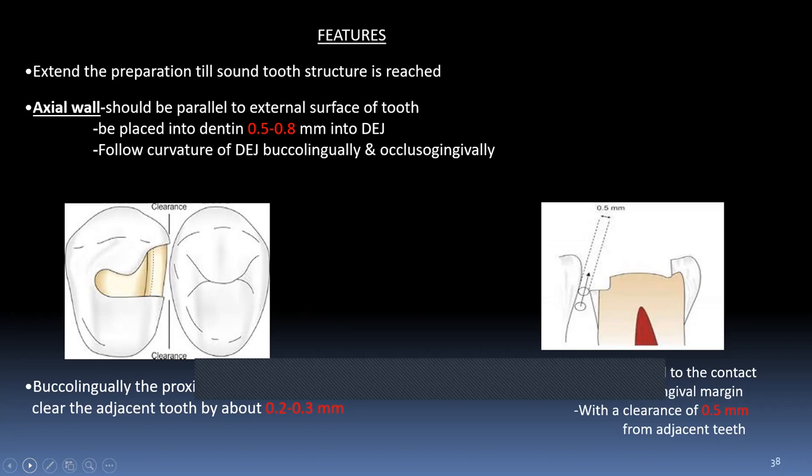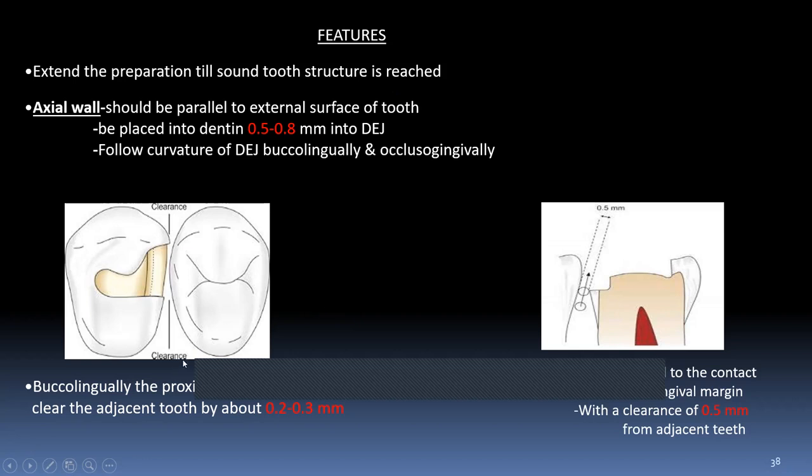So in the case of a class 2 cavity, we have to extend the preparation till the sound tooth structure is reached. And in the case of the axial wall, that should be parallel to the external surface of the tooth, and that should be placed 0.5 to 0.8 mm into the dentine enamel junction. And we have to follow the curvature of the DEJ buccolingually and occlusogingivally.